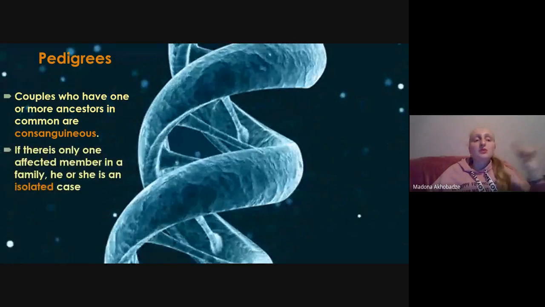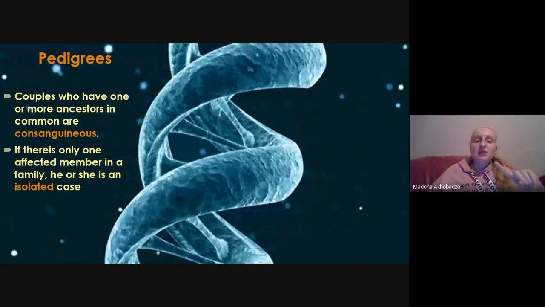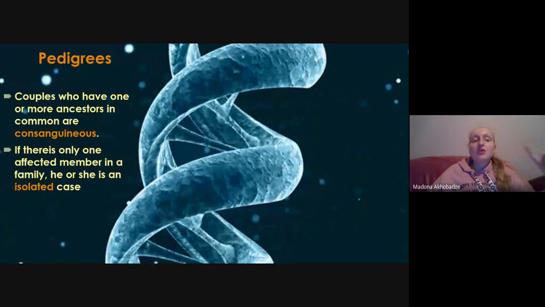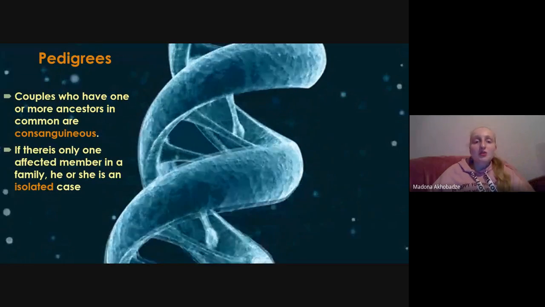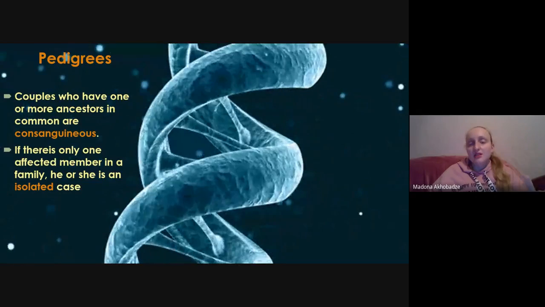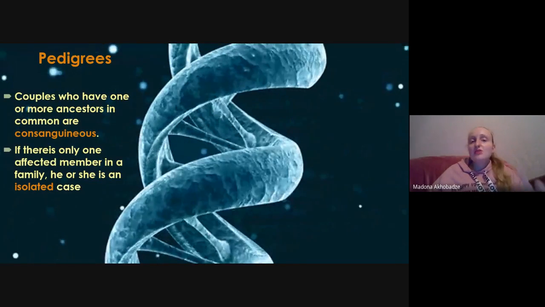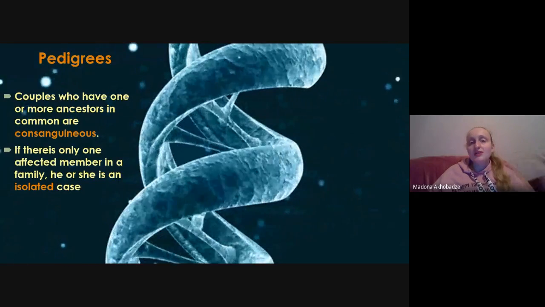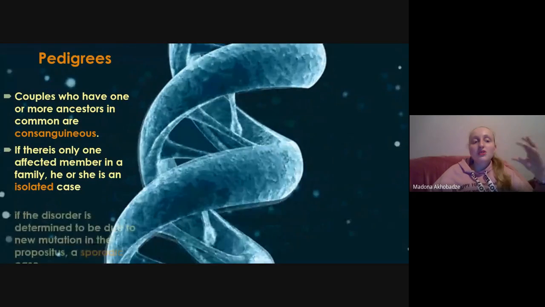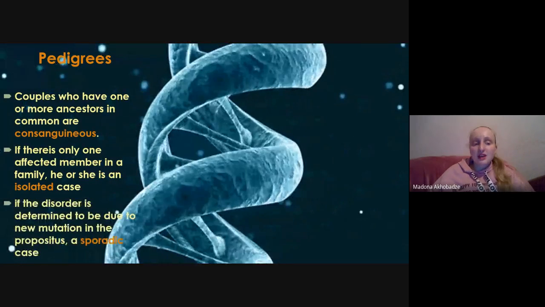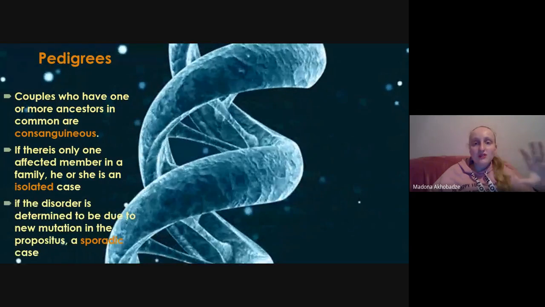If there is only one affected member in the family, he or she is called an isolated case. Okay, only one proband, it is an isolated case. But if the disease is due to a new mutation, so an isolated case, but the reason is not inherited, but a new mutation, we're calling it a sporadic case. Okay, sporadic, it's one and all.